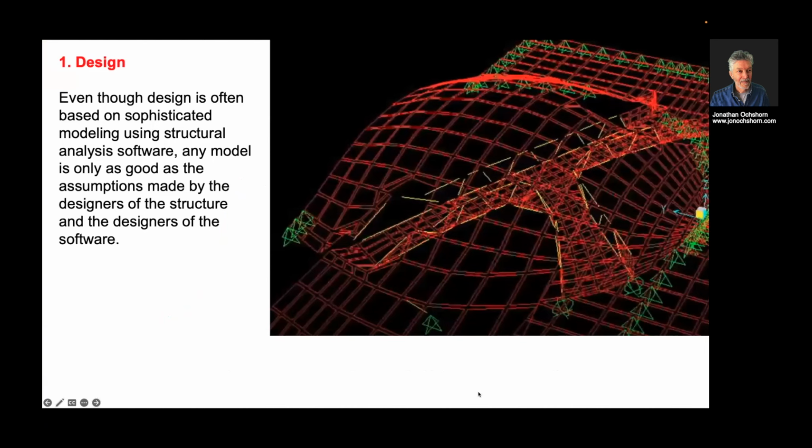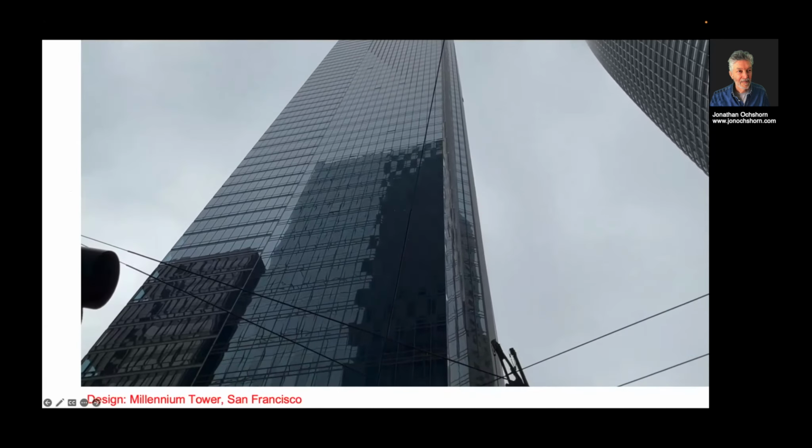By the way, this is a finite element model of Milstein Hall. That's the bridge and the stair under the dome. And this is the structural model. Even though the design, like in the case of Milstein Hall, is based on sophisticated modeling using structural analysis software, any model is only as good as the assumptions made by the designers of the structure and of the software. So take the case of this Millennium Tower.